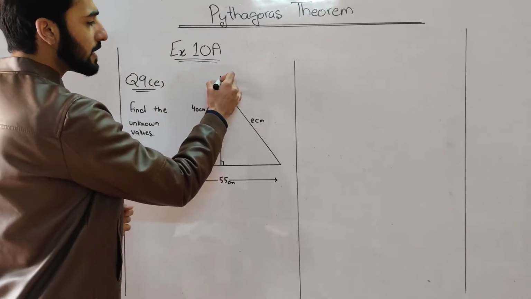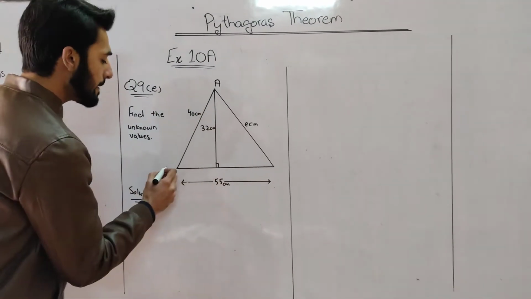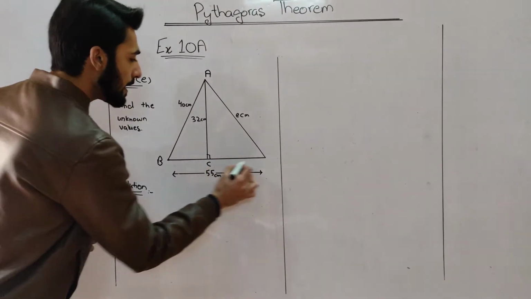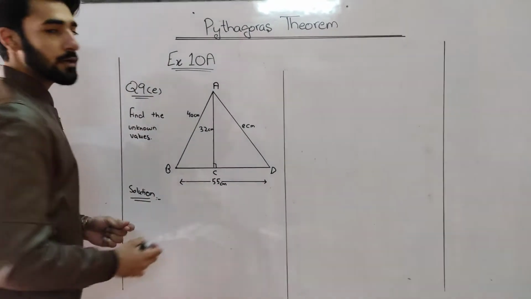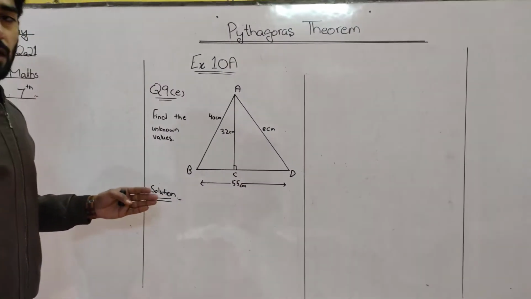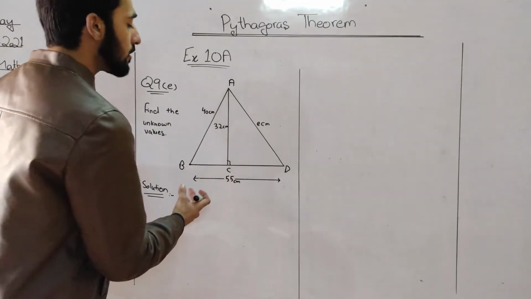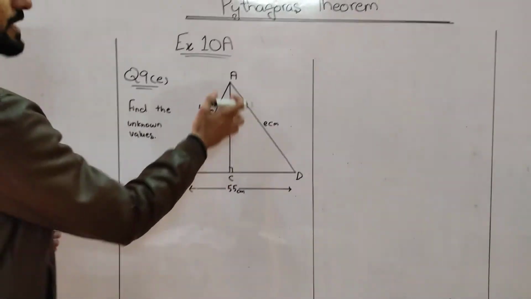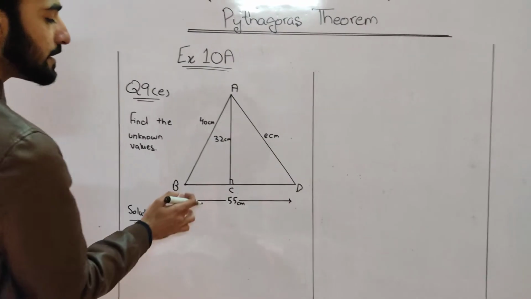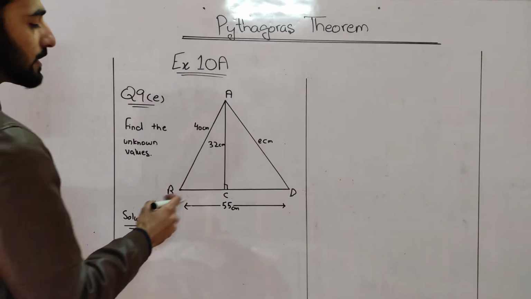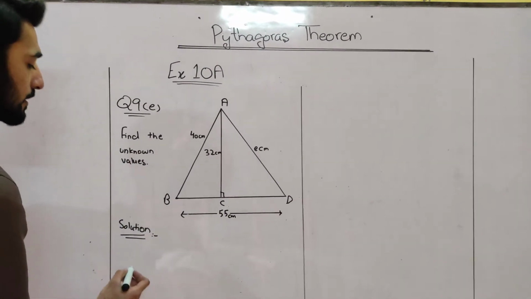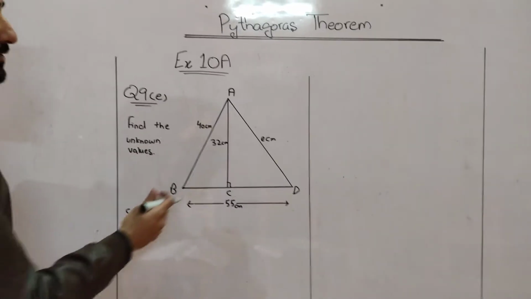The corners we can name A, B, C and D. These names are given by us, as my own choice, so that we feel easy to solve these triangles.